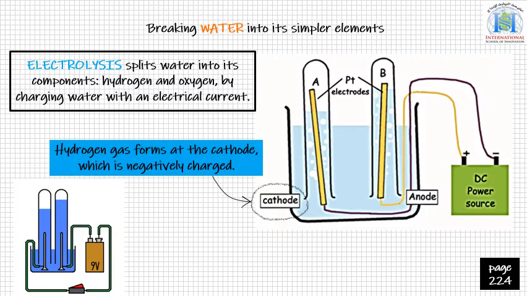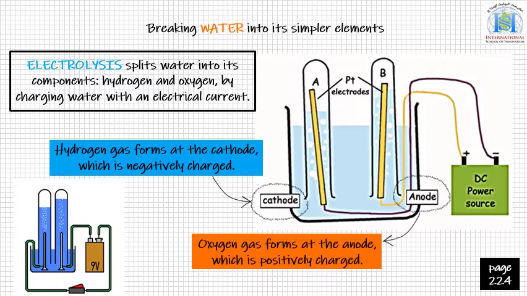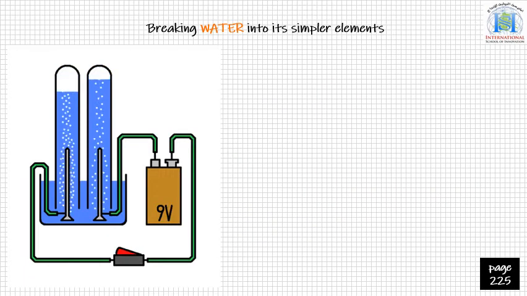We have the hydrogen gas that starts to form at the cathode, which is the negative electrode, and the oxygen gas forms at the anode, which is the positive electrode. And we have more gas collecting at the negative electrode than at the positive electrode. Scientists have learned how to use the power of electricity to split elements and compounds.